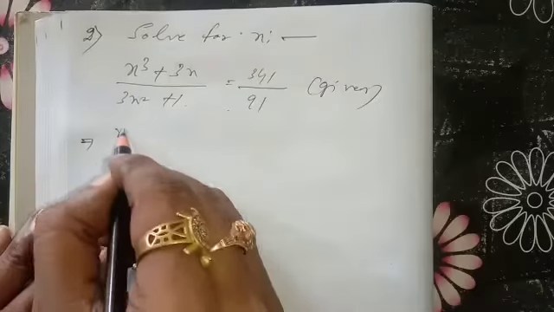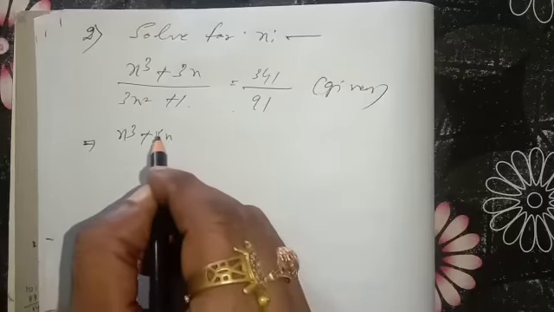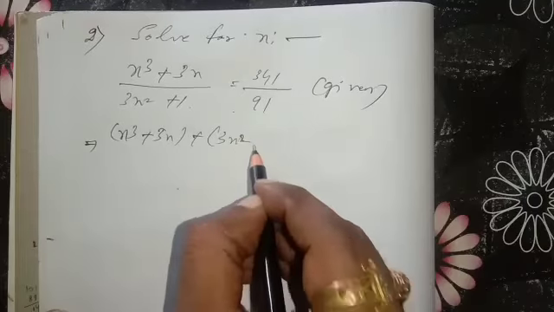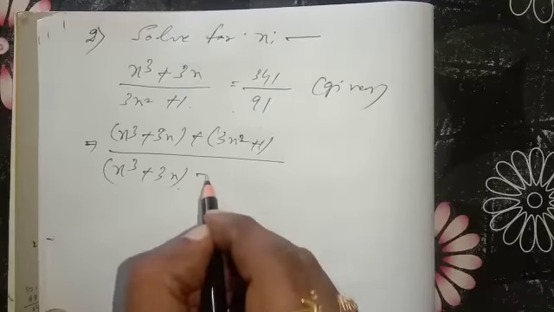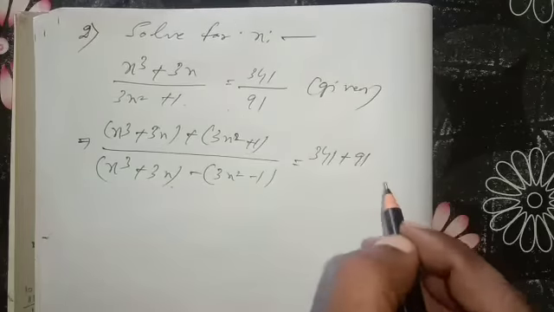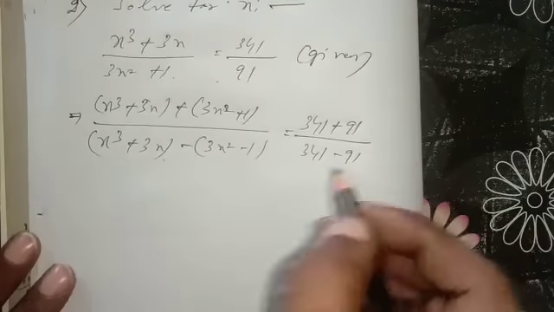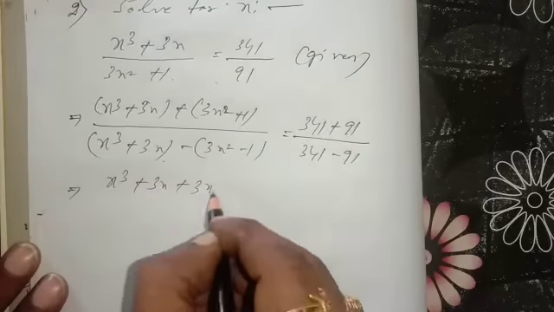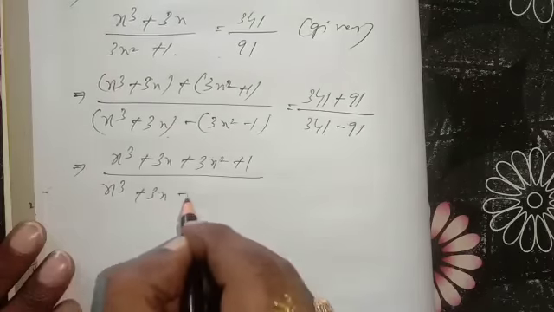Using componendo and dividendo. x cube plus 3x, this is a, plus 3x square plus 1, by the same thing you have to write but the middle minus: x cube plus 3x minus 3x square minus 1, and here 341 plus 91 by 341 minus 91. Now you see, if you arrange properly, x cube plus 3x plus 3x square plus 1, and here it is coming x cube plus 3x minus 3x square.